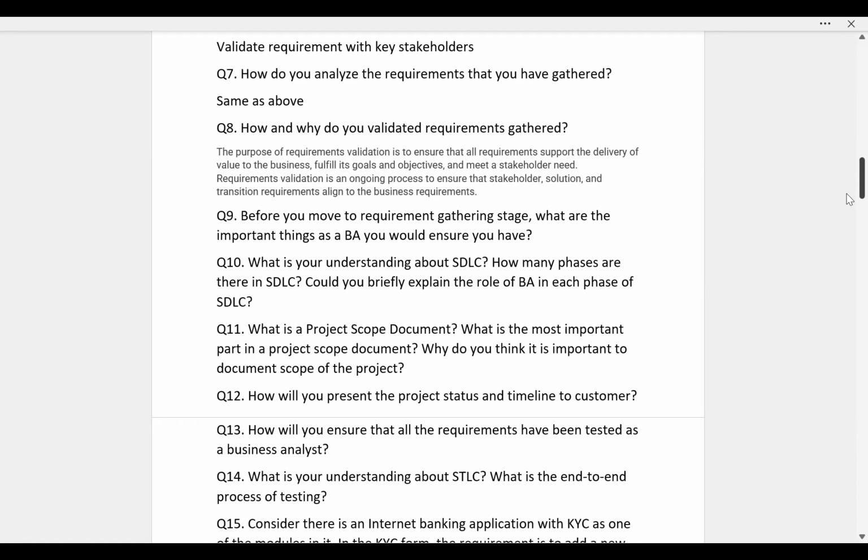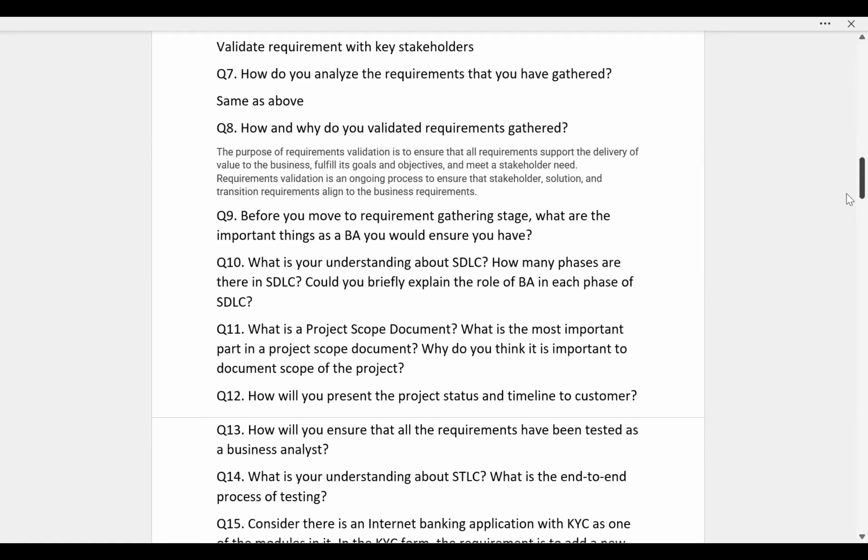First do those things, you get it validated whether your understanding is correct or not, whatever you have gathered, and then you write down the requirements in the requirement documentation stage. There you write it down properly.